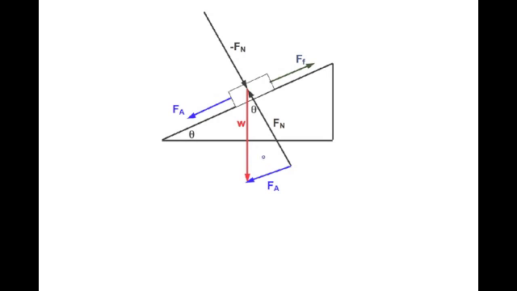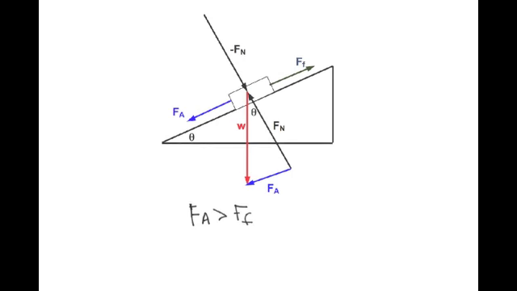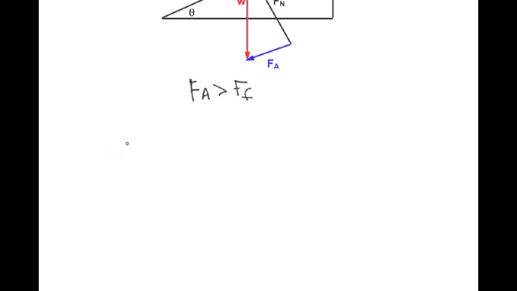Now, we know that in order for the box to slide, the applied force has to be greater than the force of friction. If it's not, the force of friction is going to stop the box from sliding. The applied force is just the weight of the object times the sine of the angle theta, and it has to be greater than the force of friction. Weight is just mg. mg sine theta is greater than the force of friction.